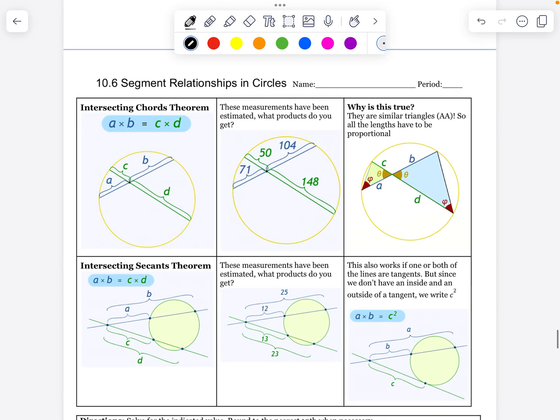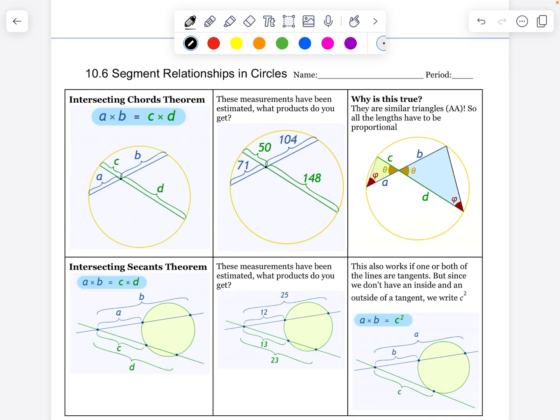10.6, segment relationships in circles. We've been doing a lot of angles. This is when we're actually going to get into sides, like the sides inside these circles. Pretty basic. They're going to end up being proportional.